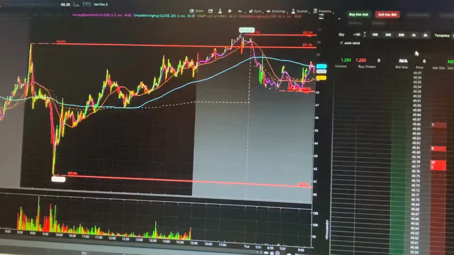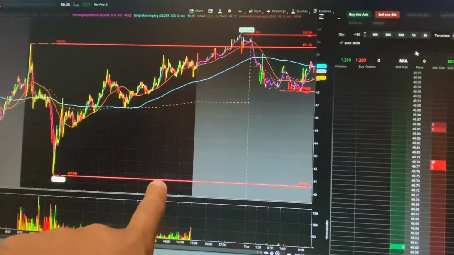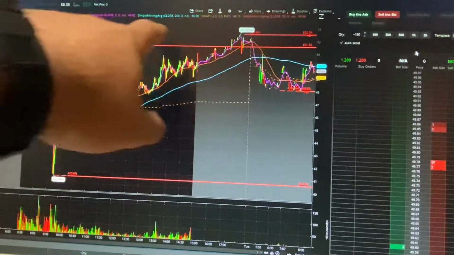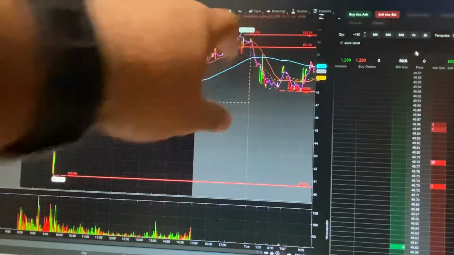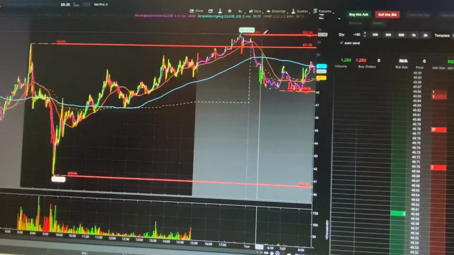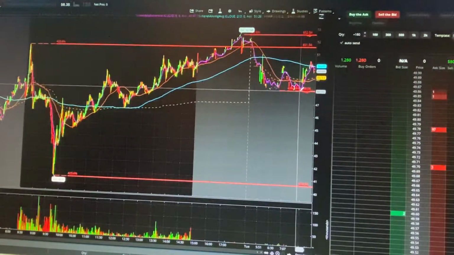Okay, gentlemen, I'm going to walk you through a quick trade. Prior to the opening at 8:30 our time, 9:30 New York, I plotted out the low of the previous day and the high of the previous day. The high here is of the pre-market, and I got the low here of the pre-market.